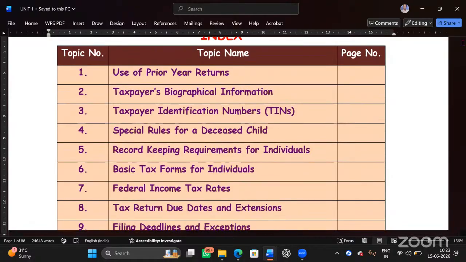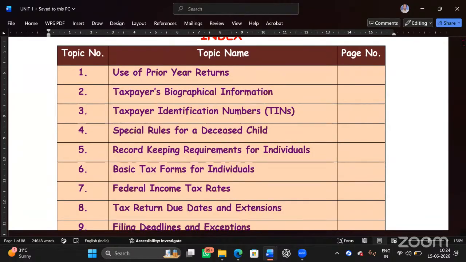One is use of prior year returns. That means for the tax year 2025, we are filing income tax returns in the year 2026. At the time of filing current year returns, every taxpayer has to first refer to previous year returns. Previous year returns are very helpful to fill the current year form without errors. How it is useful will be covered in point number 1, use of prior year returns.